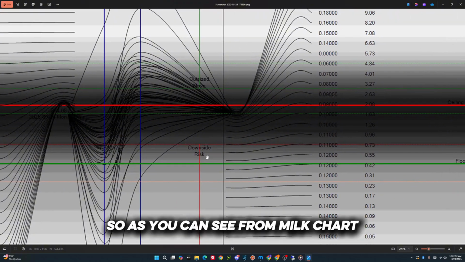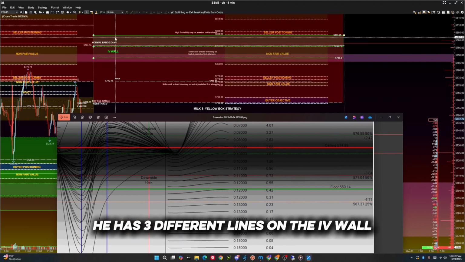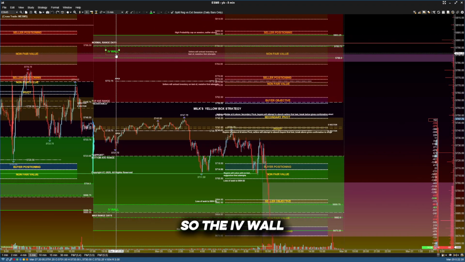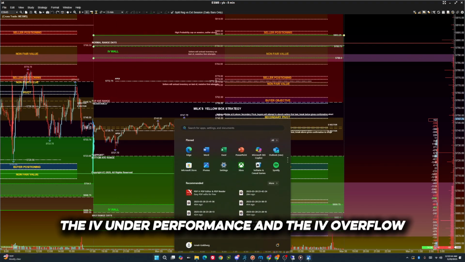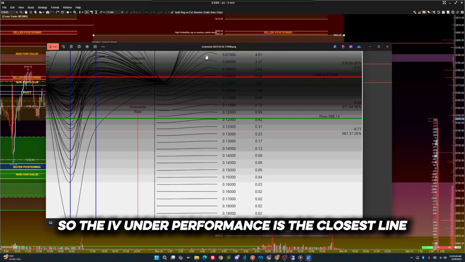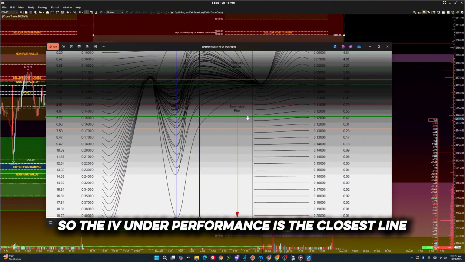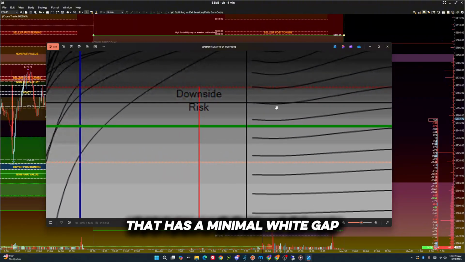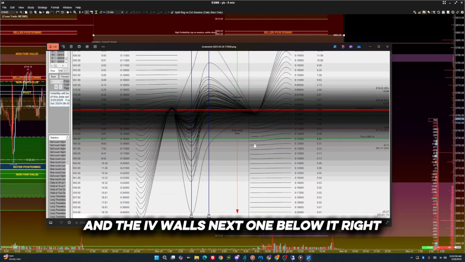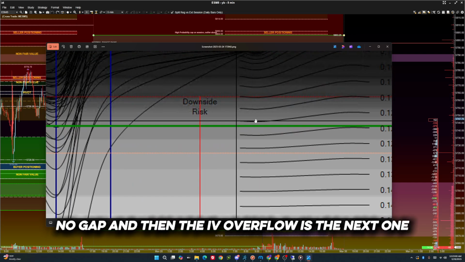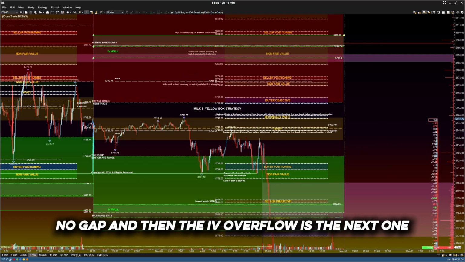And so where it flattens out is where the IV wall is, where they need to maintain price within to be making money. So as you can see from Milk's chart, he has three different lines on the IV wall. So the IV wall, the IV underperformance, and the IV overflow. So the IV underperformance is the closest line that has a minimal white gap. You see that very small white gap. And then the IV wall's next one below it. It converges onto it, no gap. And then the IV overflow is the next one.